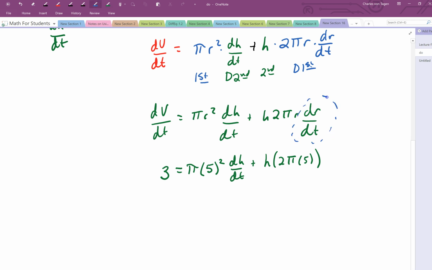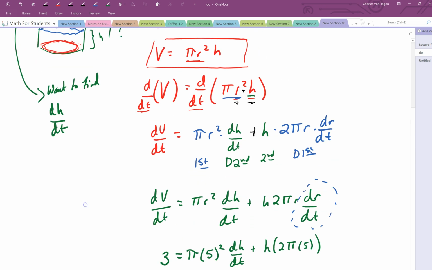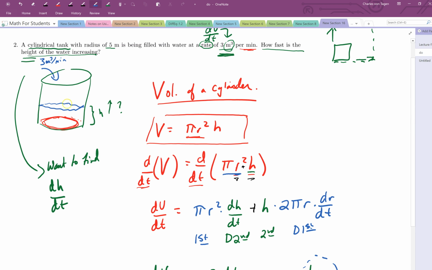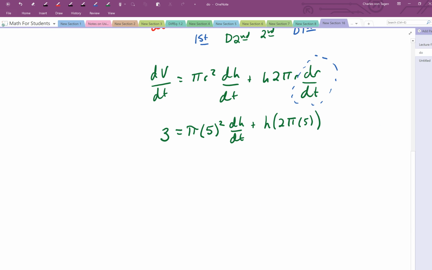Let's talk about dr dt for just a second. Interpret that for just a second. This says, how does the radius change with respect to time? Think about that and decide what the answer is. Pause the video. So how does the radius change in this problem with respect to time? Well, it doesn't. Water is filling into this cylinder and the walls of the cylinder are fixed, so the radius for this cylindrical column of water is not changing. So what does that mean that dr dt is? That means that dr dt is 0.